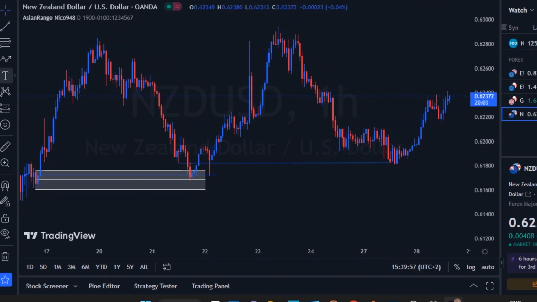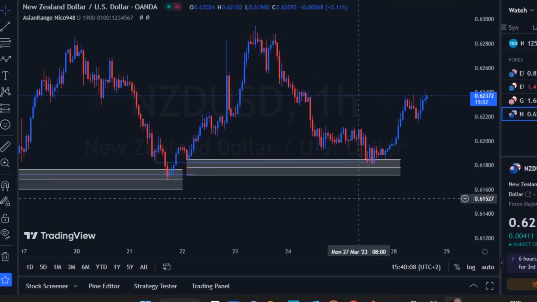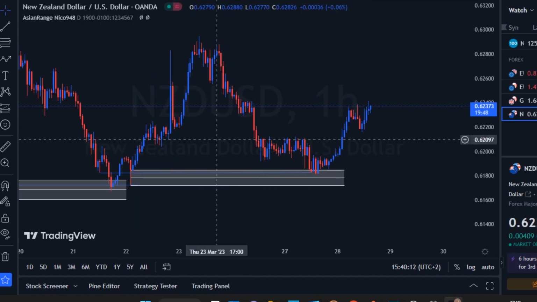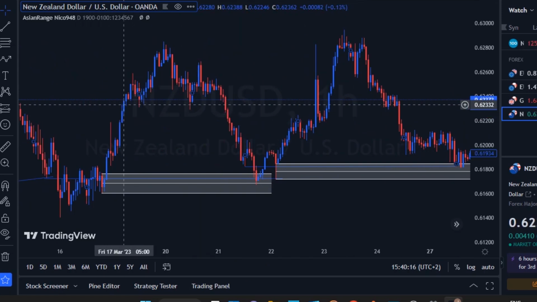And then where is the order block? The order block is here. That would have been the order block. This could have been a very nice trade, guys. Where is the liquidity? The liquidity is very important in this trade here. The liquidity is here.